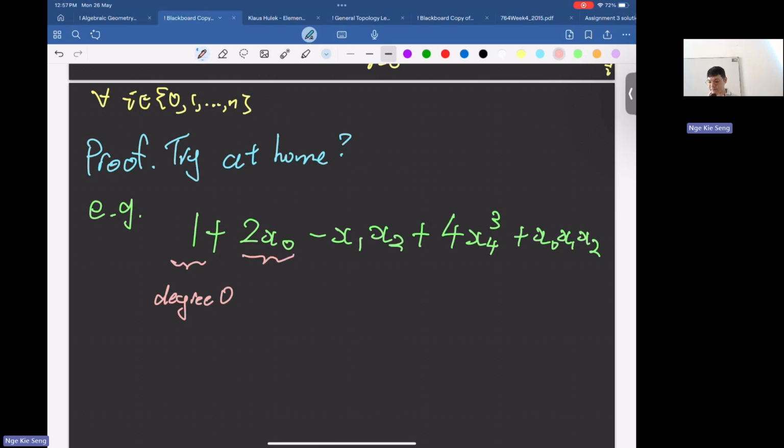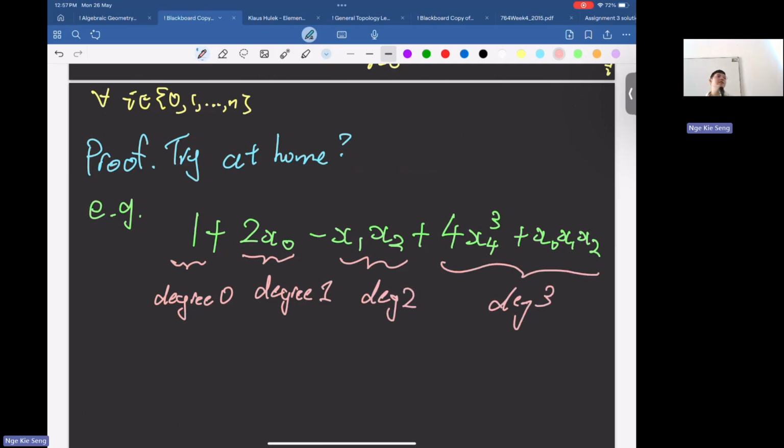Degree 1, degree 2, and degree 3. Yeah, so you can see that there are non-degree 2 elements, right? Other than 0, can live in the other degree, because we count by the power of the variable. And the total degree, I mean the degree of the polynomial.